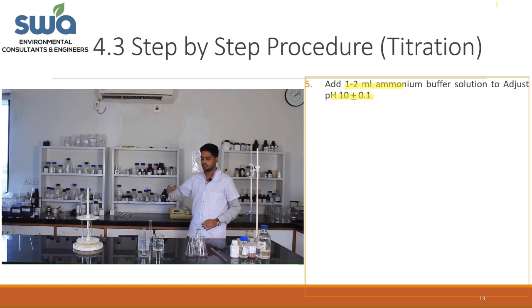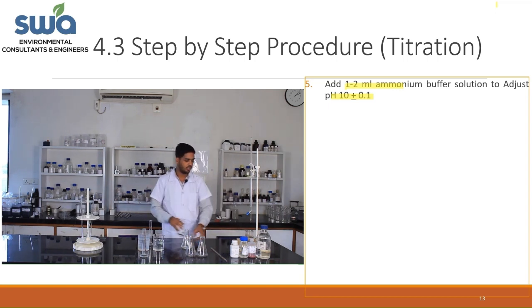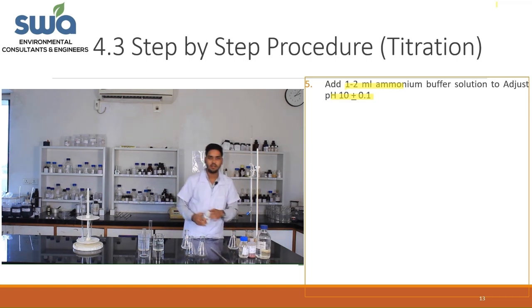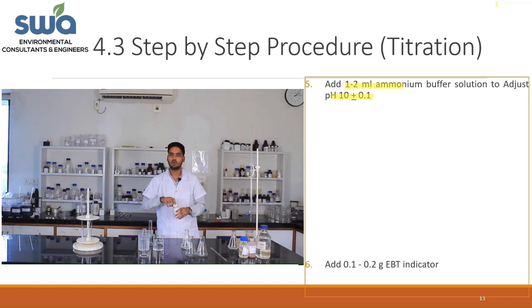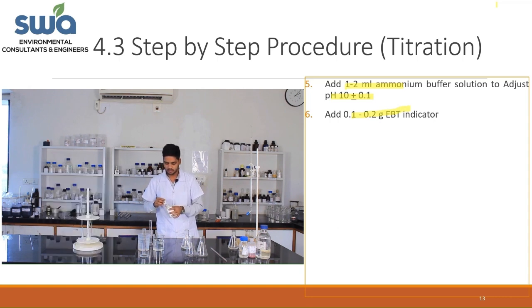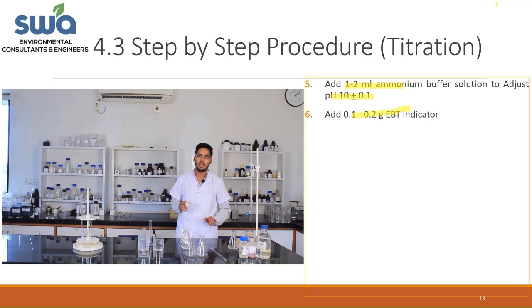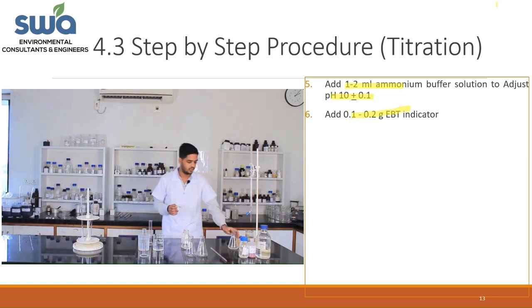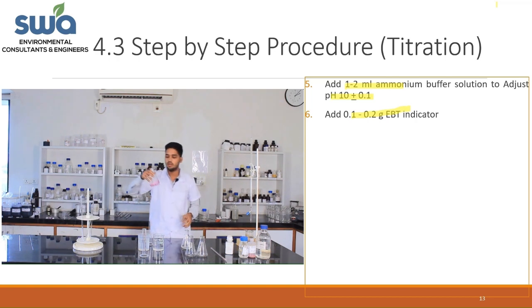Now we will titrate this sample rapidly with the help of EDTA. Add 0.1 to 0.2 gram of EBT indicator into it. If you have a liquid indicator, add 1 to 2 drops. I am adding approximately 0.1 to 0.2 gram. So after adding the EBT indicator, wine red color is visible.